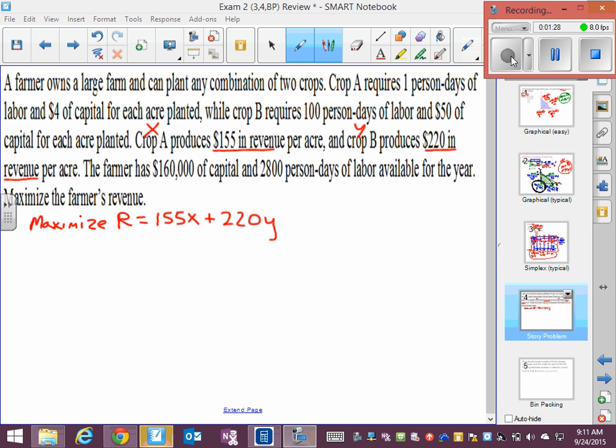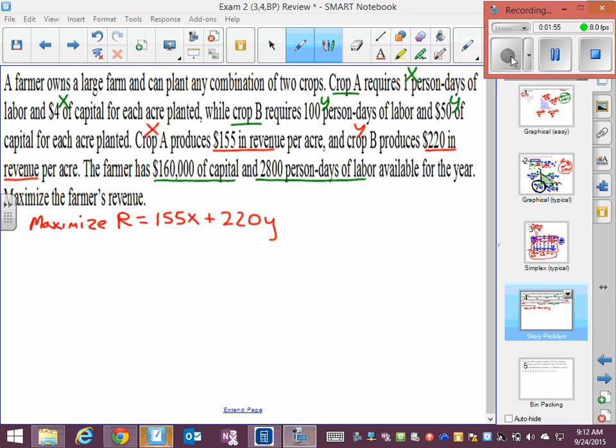You go through and reread this, so this is like the third time I'm reading this, but I go through and reread this, and everywhere I see crop A, I'm going to put an X. So here's crop A, I'm going to put 1X here, and this is going to be a 4X here. Here's crop B, so that's going to be 100Y, and this one's going to be 50Y, because we're talking about crop B. And then the only other numbers are right here, 160,000 and 2,800.